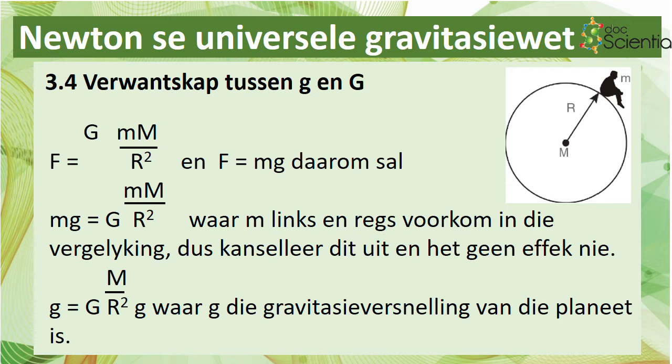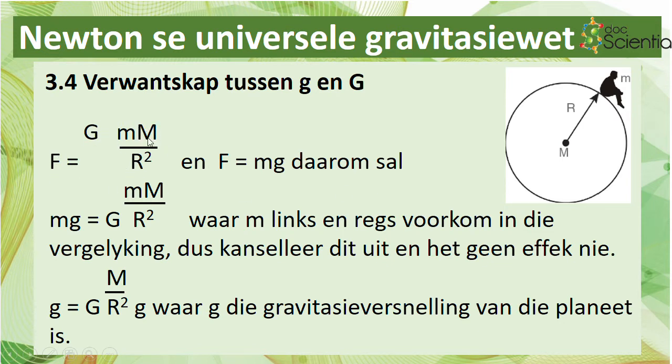Okay. Goed. So nou kom ons by 3.4 wat hulle praat oor die verwantskap tussen G, klein letter G, wat mos gravitasieversnelling is. That is acceleration and it is measured in meters per second squared. And capital letter G, which is a constant. Okay. Goed, so hulle gee vir jou hierdie formule wat ons mos al ken.